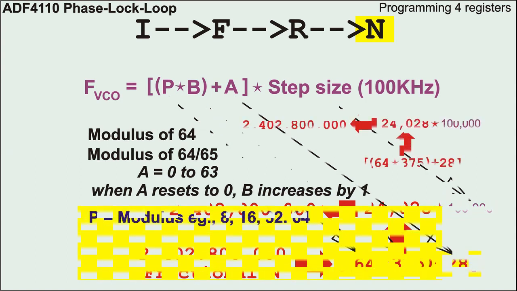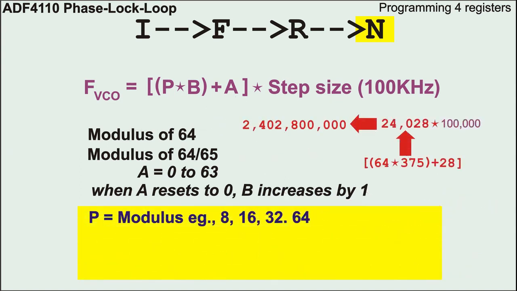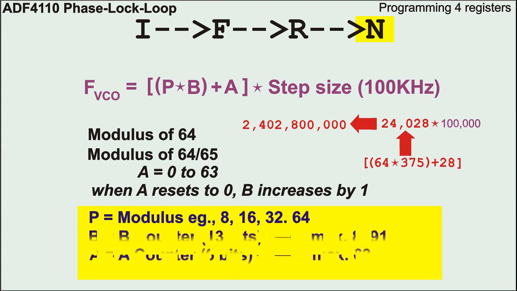In ADF4110, modulus is software selectable to be 8, 16, 32, or 64. This implies that in modulus 8, the value of A can be anything from 0 to 7, which also implies that in modulus 16, the value of A can be anything from 0 to 15. And in modulus 32, the value of A can be anything from 0 to 31.